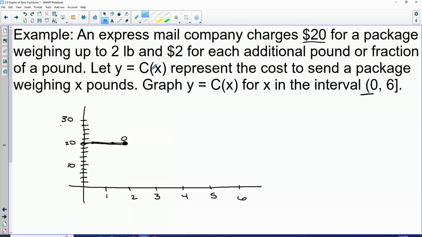Okay, and we are going to stay there for each additional pound. So even if my package weighs 3 pounds exactly, I'm still paying that $22. But as soon as I go over my 3 pounds, what happens? It's going to go up to 24. I'm going to stay there until I get to 4 pounds. And then after 4 pounds, it would go up to 26 until I get to 5 pounds. Then after 5 pounds, it goes up to 28 until we get to 6 pounds.